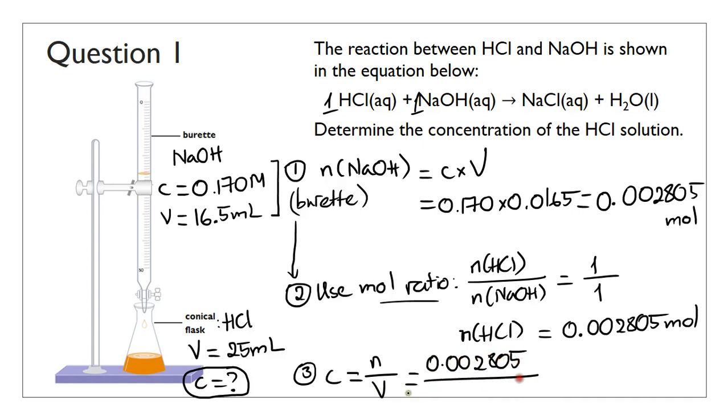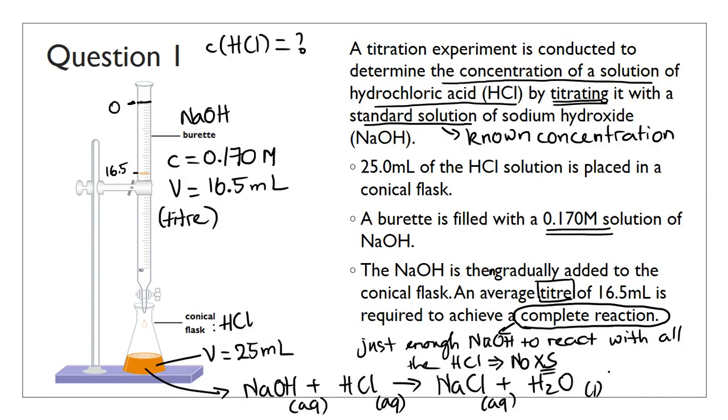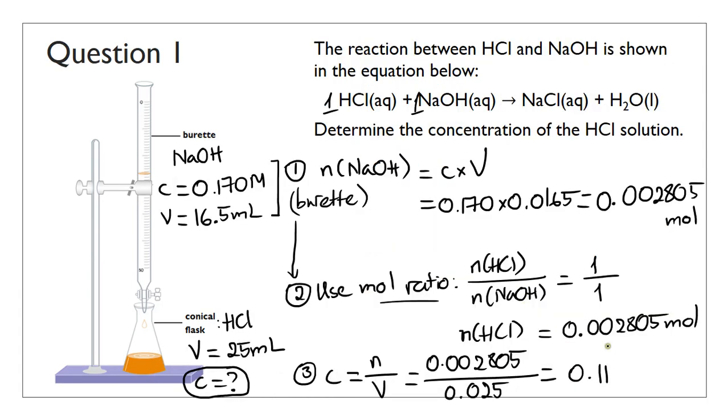So I'm just going to convert the volume to liter as well. So I have 0.1122. I'm going to go with 3 sig fig this time because the minimum number of significant figures in the question is 3. So this is the concentration of hydrochloric acid. Remember that the purpose of a titration experiment is to determine the concentration of a solution. So at the end of the calculation, you should end up with a concentration of something.